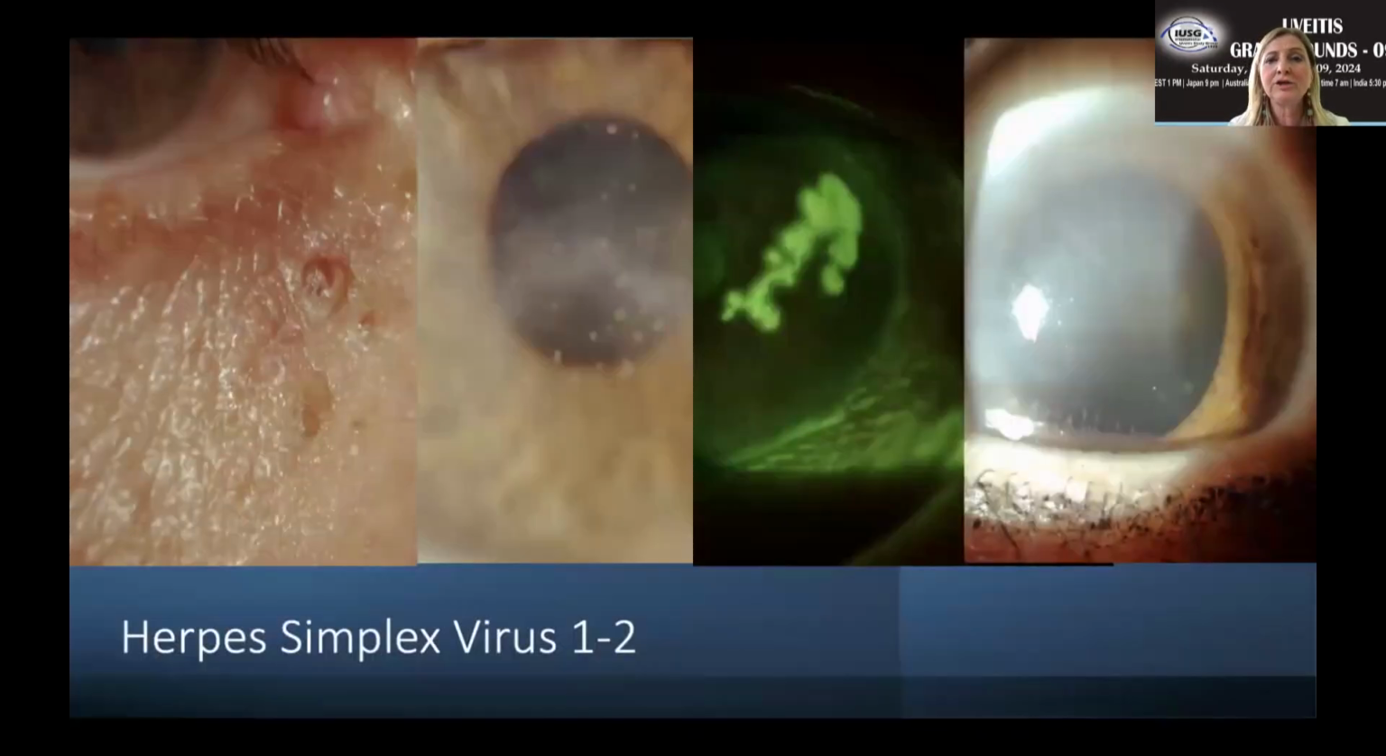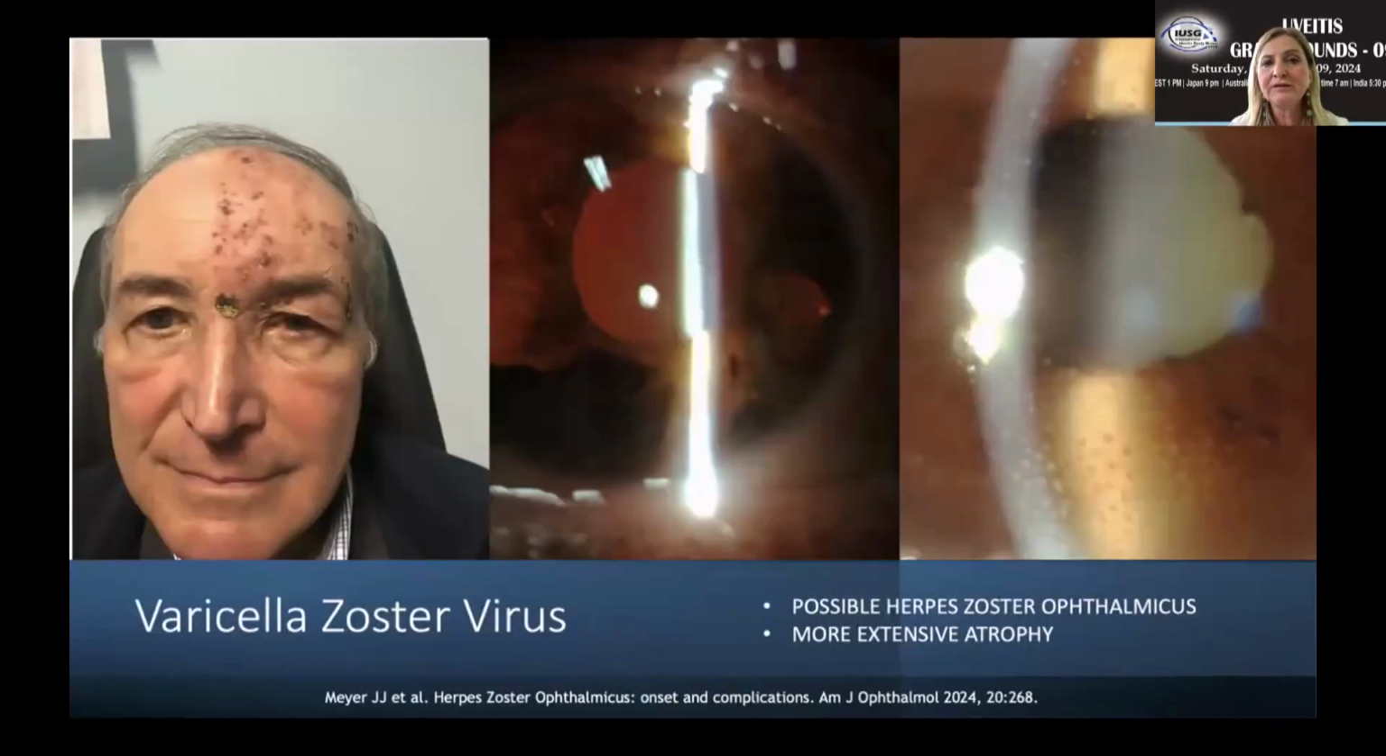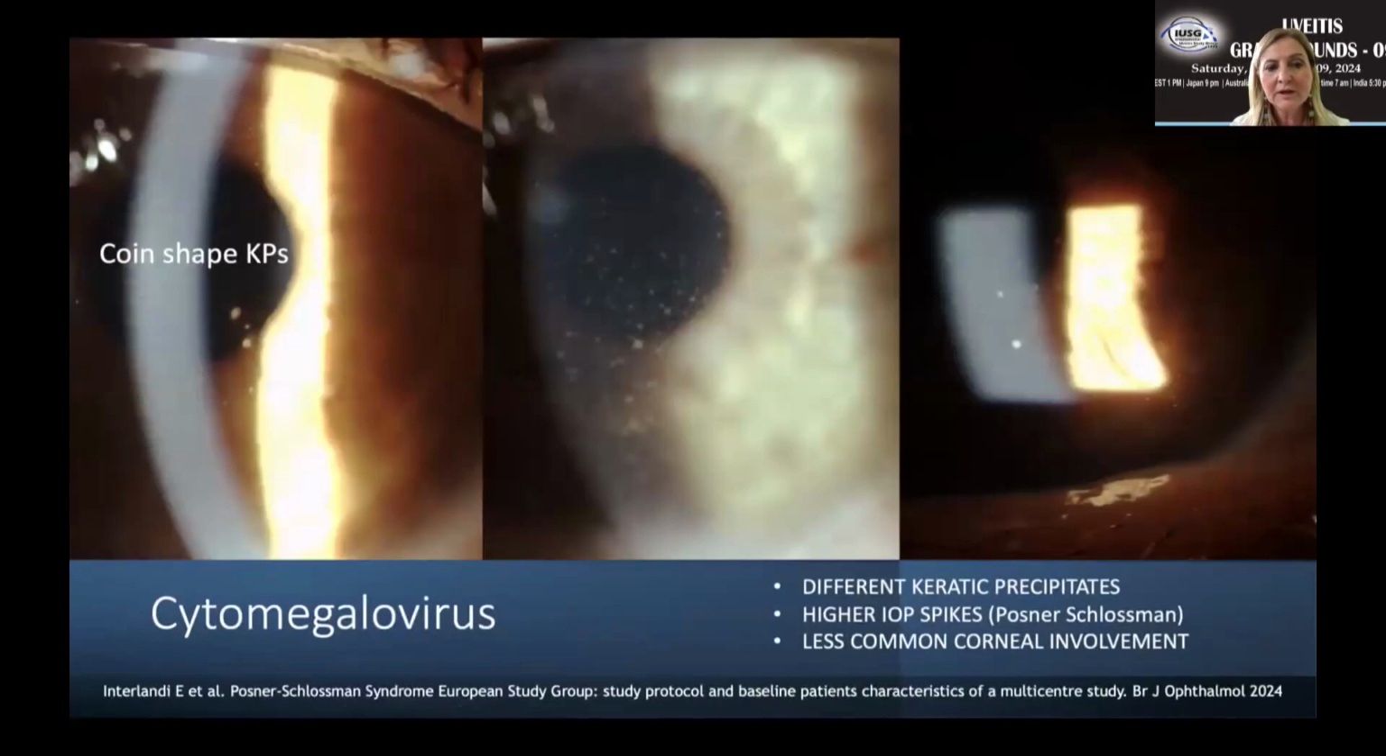So in terms of differentiating HSV1-2 or VZV, they may present similar clinical appearance. Maybe the dendrites in HSV1 may be larger and different from VZV. But definitely, when you have patients with VZV uveitis, the uveitis may be more aggressive, the iris stroma may be larger compared to HSV, and the patient, of course, may present with an associated skin involvement.